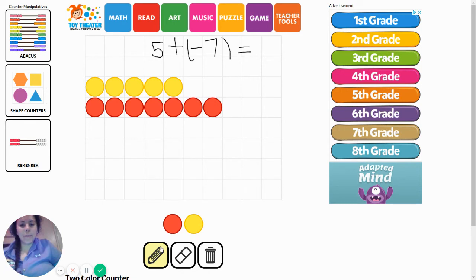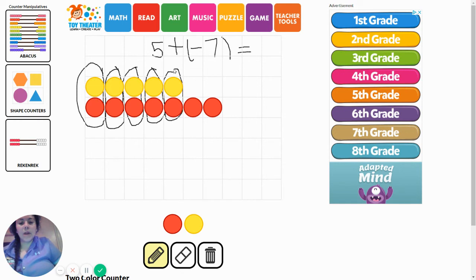Now I have to make my zero pairs. My zero pairs are a negative and a positive together. So here I have a negative and a positive, so I'm going to group them so they can make a zero pair. I have another negative and a positive, another one, and I'm going to keep doing that until I do not have any more zero pairs.